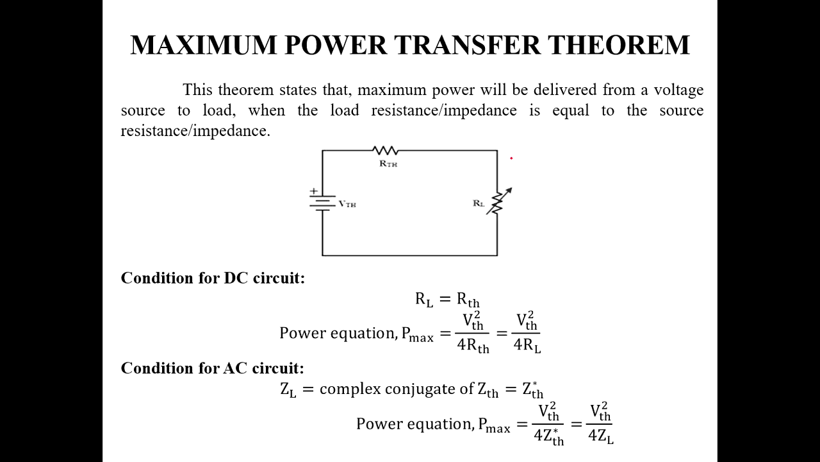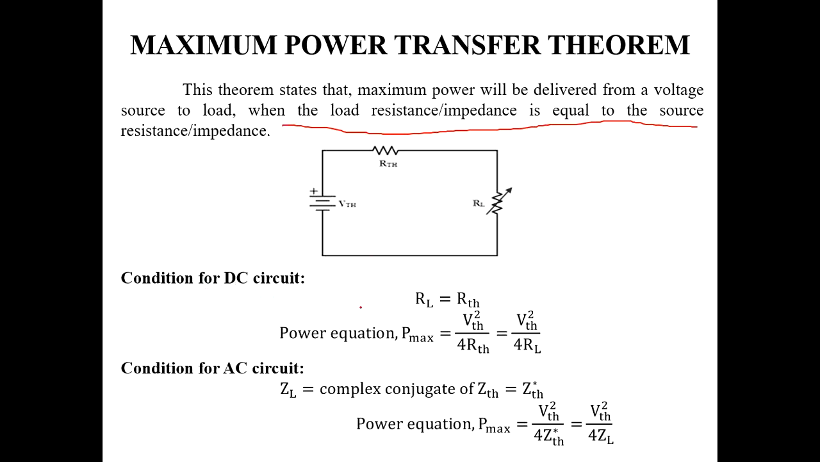Hi viewers, in this video we will learn about the maximum power transfer theorem of DC and AC circuits. Maximum power transfer theorem states that maximum power will be delivered to the load when the load resistance is equal to the source resistance. This is the equivalent circuit. Here Thevenin voltage is connected in series with the R Thevenin and then R load resistance.